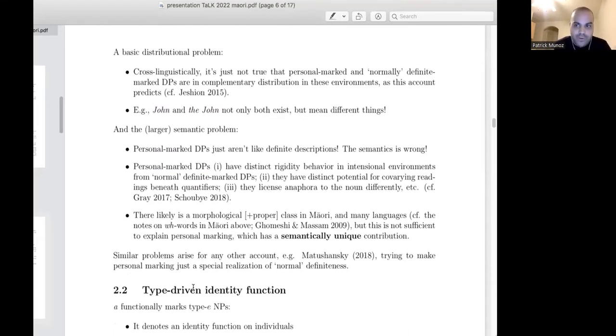The larger problem, though, in my opinion, is semantic, which is that personal marked DPs just aren't definite descriptions. I mean, they're just not.